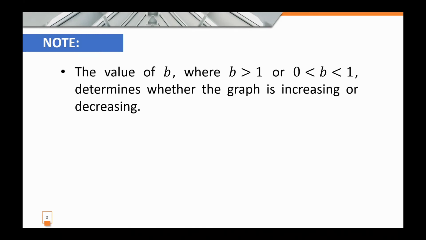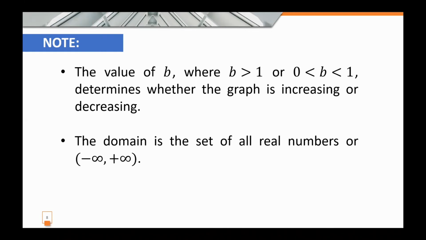So here, the value of the base where b is greater than 1 or between 0 and 1, it determines whether the graph is increasing or decreasing. When the base is greater than 1, the graph is increasing. As you can see in the graph in example number 1, the graph is rising to the right. If the base is between 0 and 1, that is decreasing. The graph of that is dropping to the right.